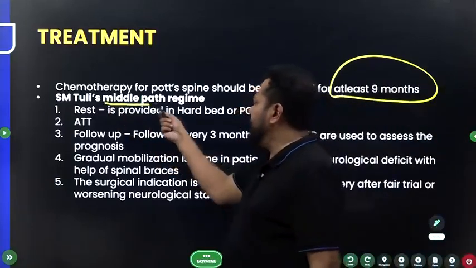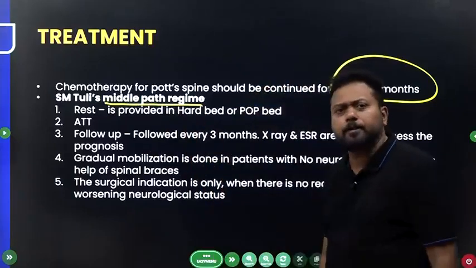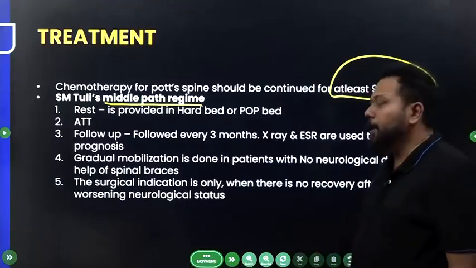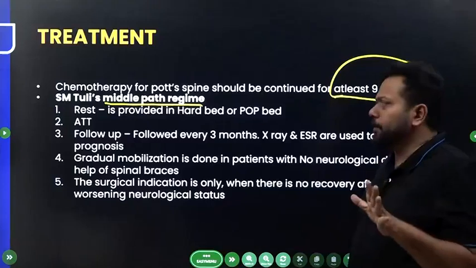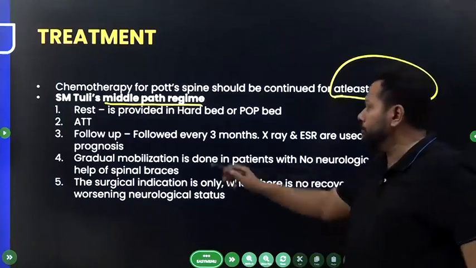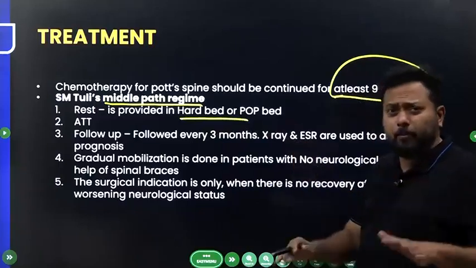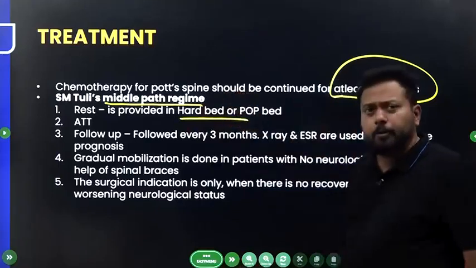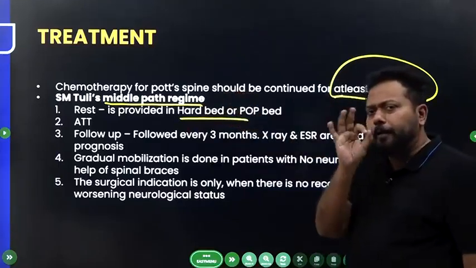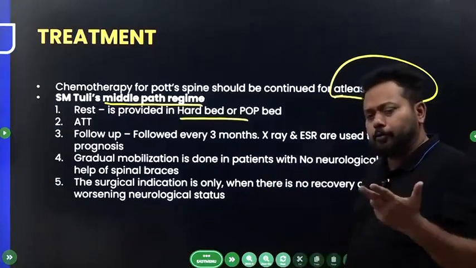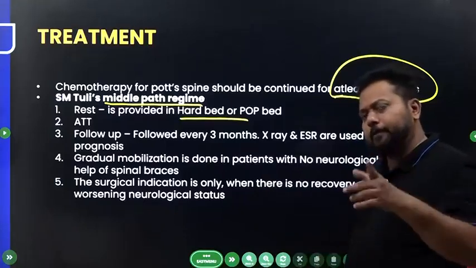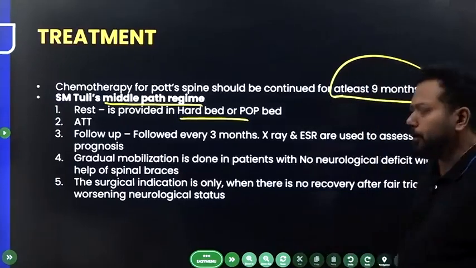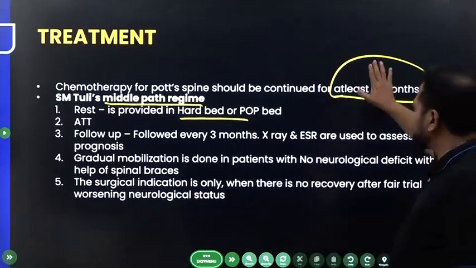The very idea of Professor Tuli's middle path regime is to avoid unnecessary surgery. First, adequate rest is given, that too on a hard board. Previously they were using POP, but it's not needed now. Just a hard bed. Number 2, appropriate and methodical anti-tuberculosis drugs. I told you, for the first 2 months you give 4 drugs, for the next 7 months you give 2 drugs, first line drugs. Then follow up, every 3 months.